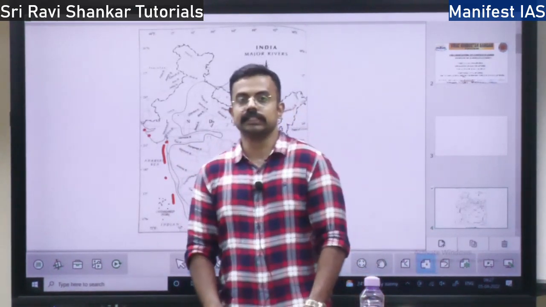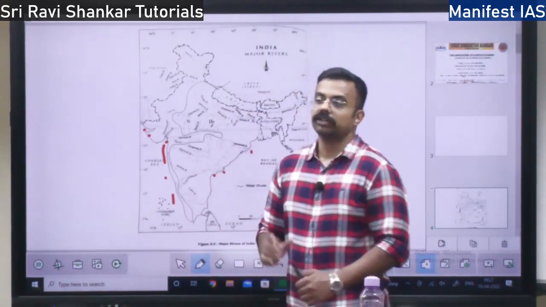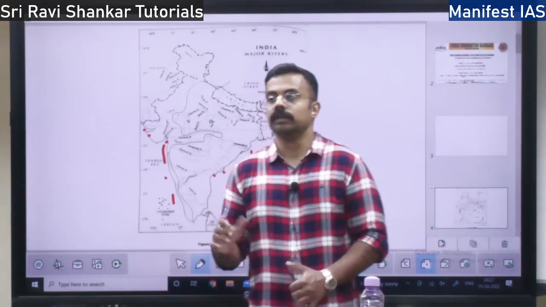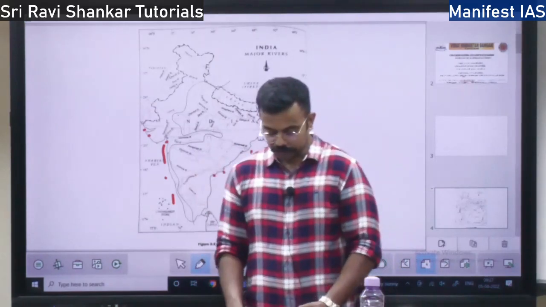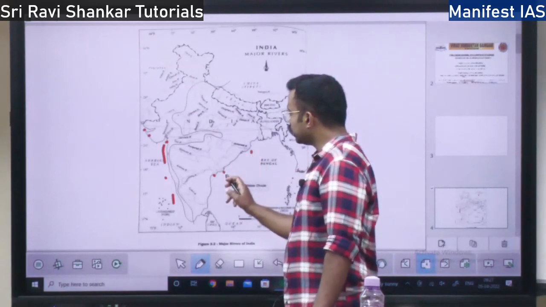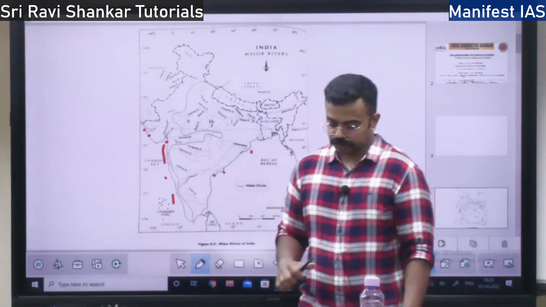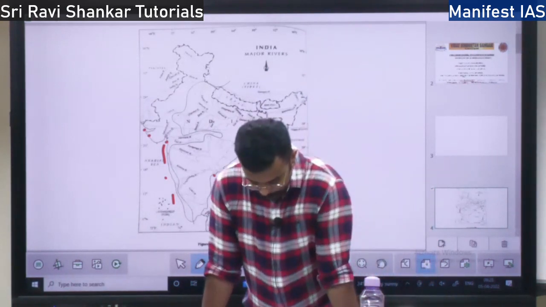So in this eastern coast you will find a lot of deltas. Deltas, you know, are depositional landforms. Deltas will be found in the eastern coast region. So you find the delta of Mahanadi, the delta of Godavari, Krishna, Kaveri, all these rivers you will find the delta, right?